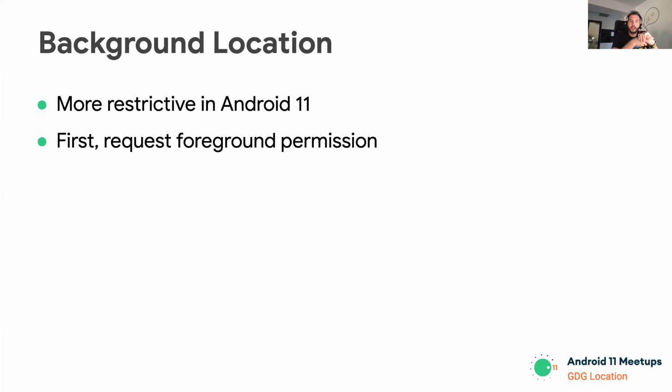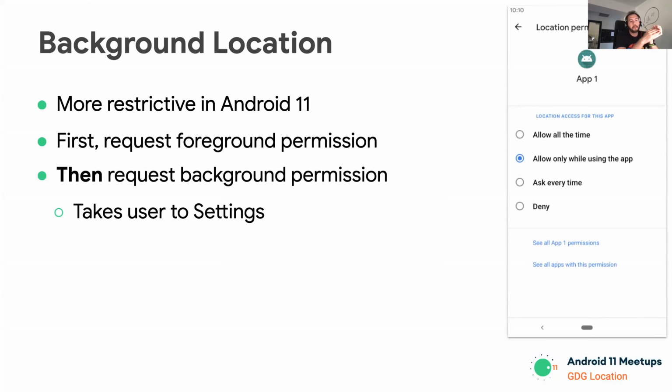In Android 11, location being accessed from the background has been restricted more. What we need to do is first request foreground permission. That's the typical system where we ask users to give us access to the location. However, if we also want to get access to the location while the app is in background, we need to take the user to the settings page and have them allow all the time. And this makes their intentions very intentional.